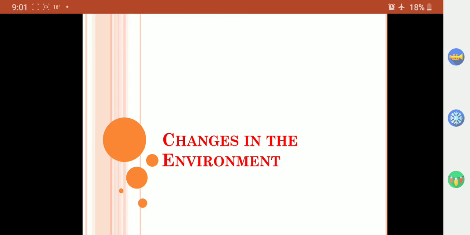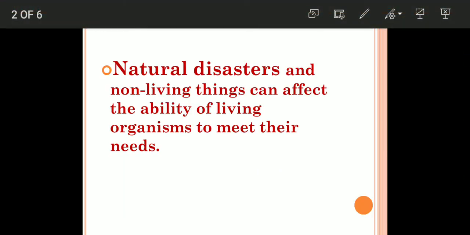Today we will complete talking about the animals and plants, living organisms, and their needs in the environment, and how they can find shelter, food and water in suitable environments. But some changes happen and force these living organisms to leave their environments and move to other ones because they can't get their food, shelter or water. These changes we can call natural disasters.